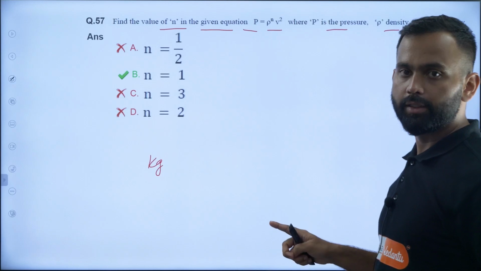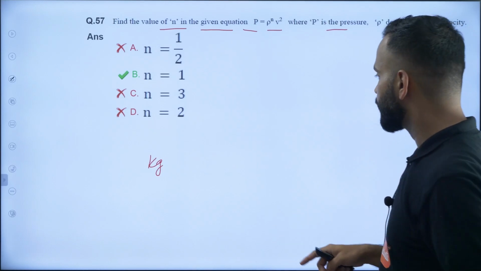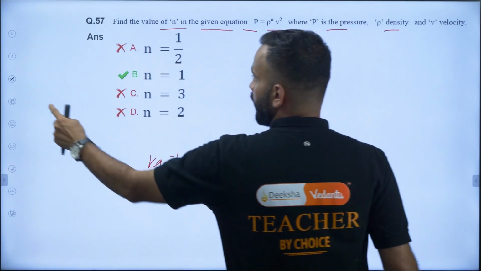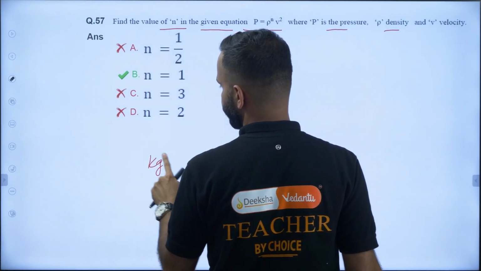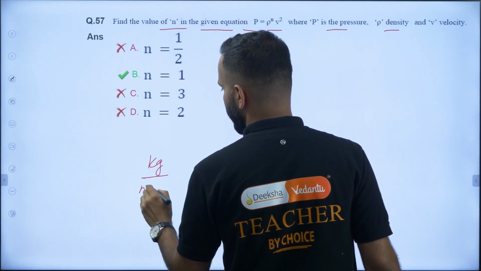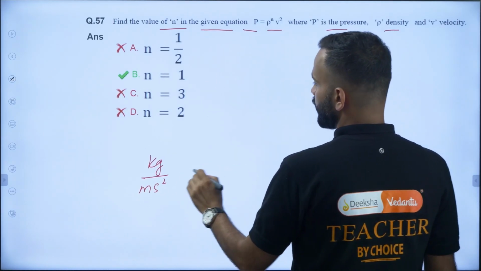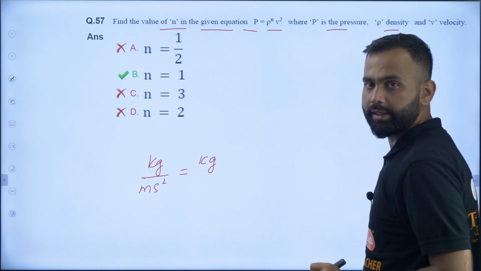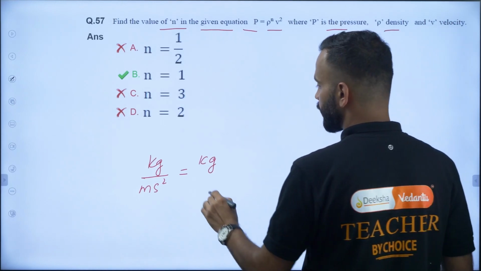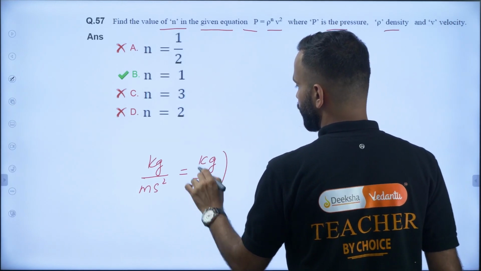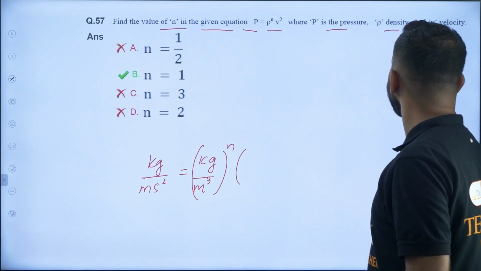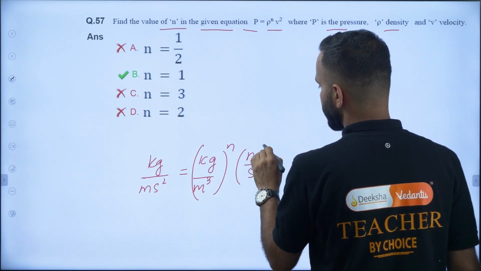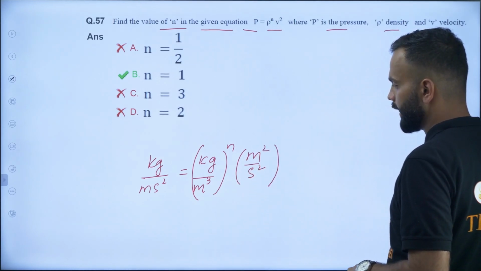The unit of the pressure is force by area, right? So force is kg meter per second square divided by meter square, that is kg divided by meter into second square. Which is equal to rho to the power n. Rho is density, what is the SI unit of the density? Kg per meter cube. So kg divided by meter cube to the power n into V. V is the velocity, what is the SI unit of the velocity? Meter per second. So meter square per second square, right?